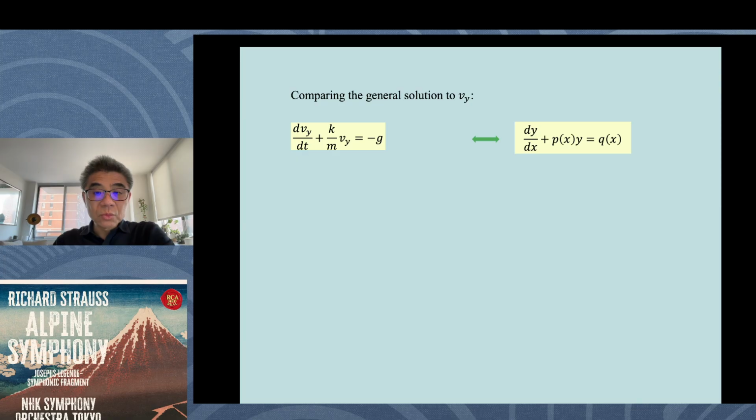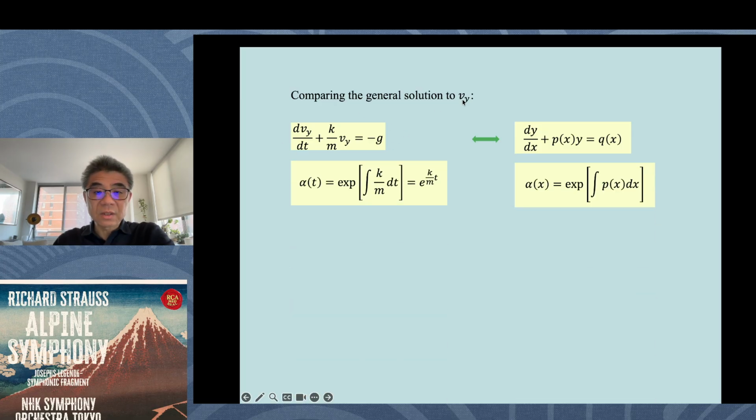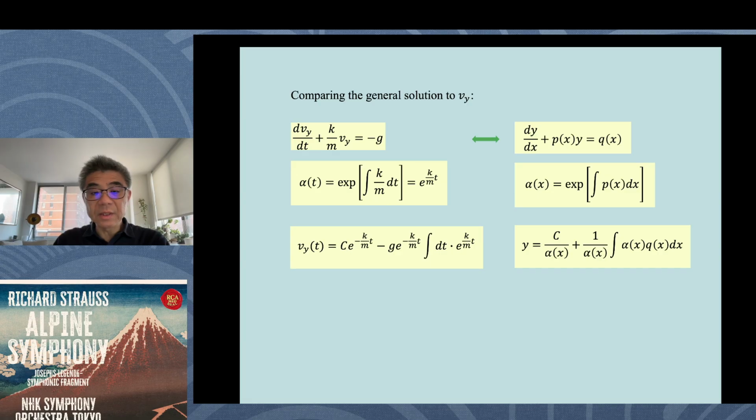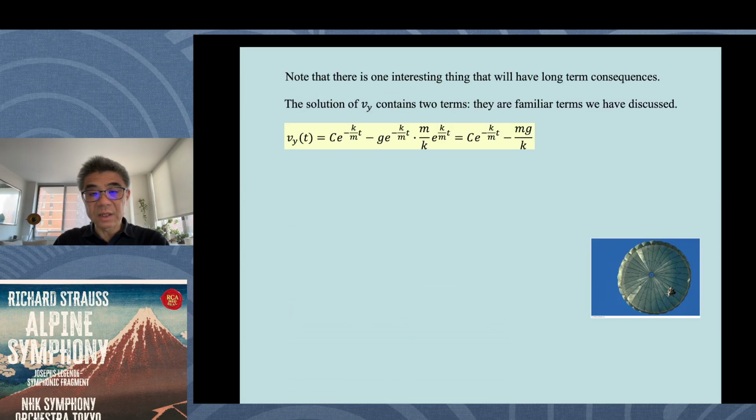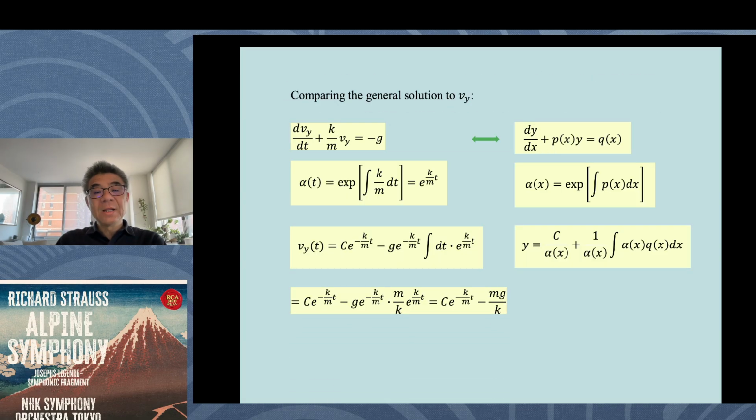Now we can compare the general method and the specific example for which we have already solved the equation for Vy. I don't need to derive it or explain it here. You can simply compare the two and see that the answer is true.